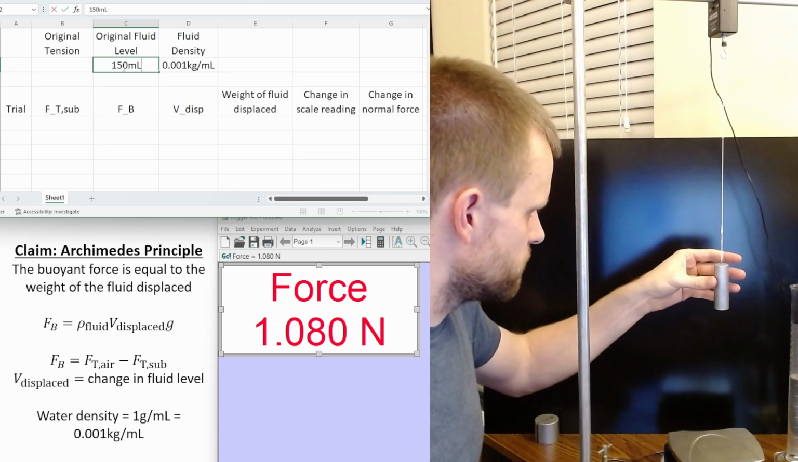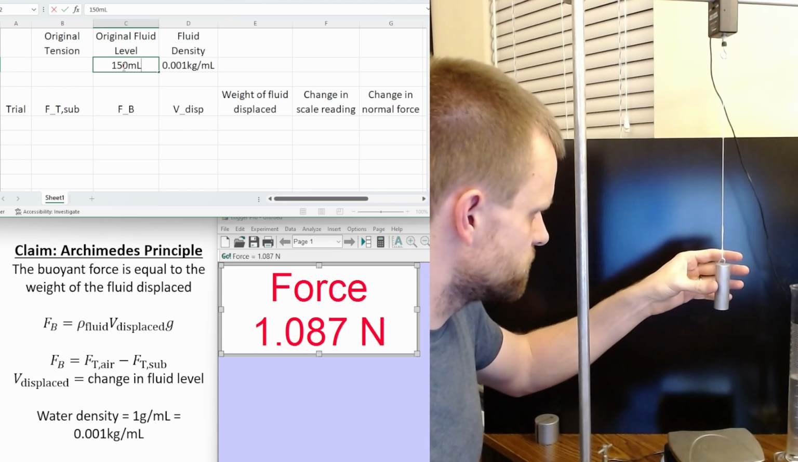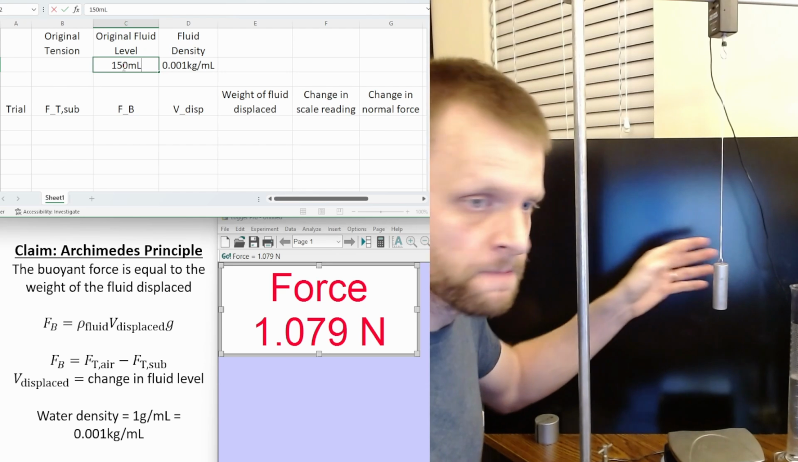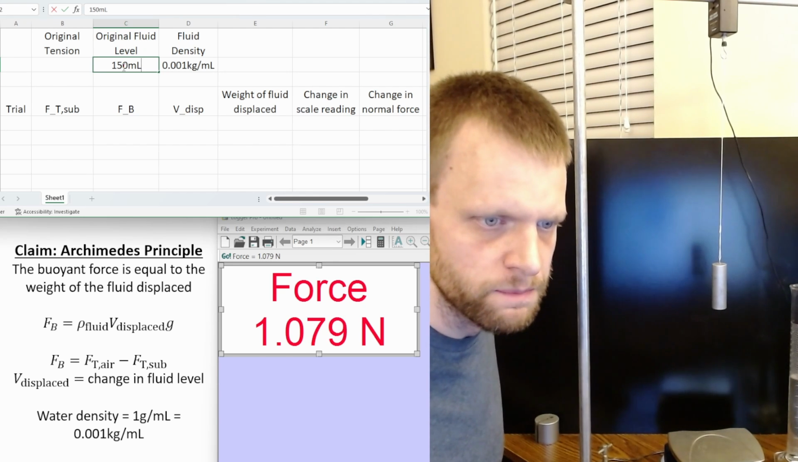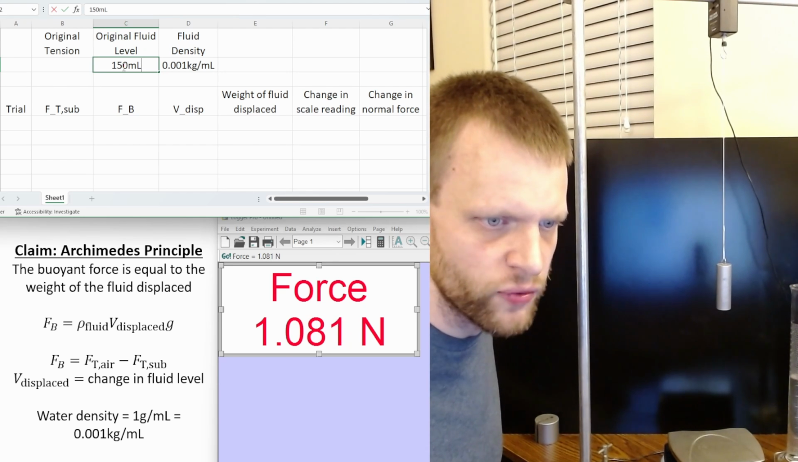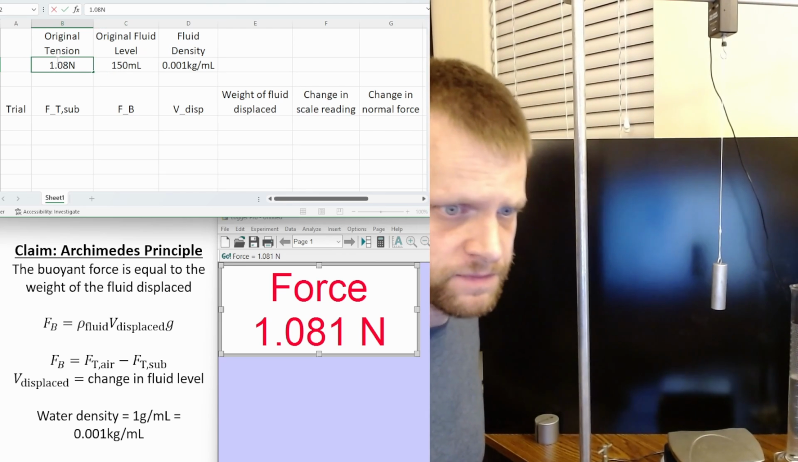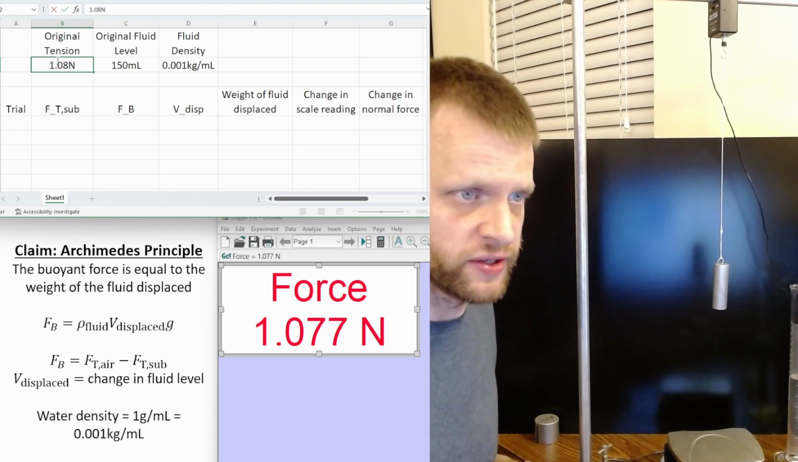It does jump around a little bit. Maybe I'll make sure this is hopefully not spinning quite as much. Let that motion settle out a little bit. But it looks like we're getting a force of around 1.08 newtons for our original tension in air.